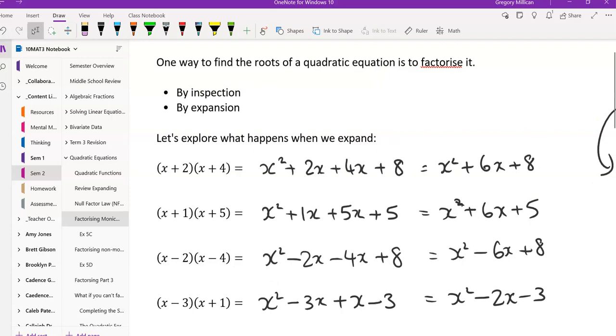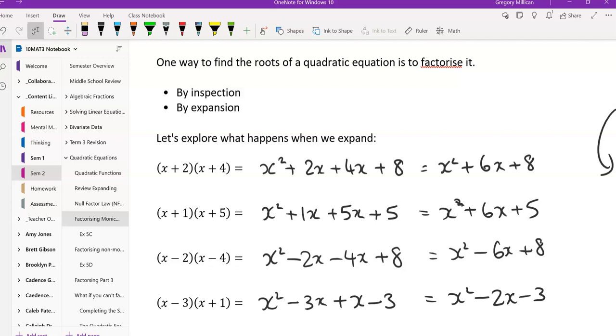Now, does that pattern hold in the rest of the examples? Have a look. So look at example number 2. The two numbers we've got in our factors are positive 1 and positive 5. What do they add to give? 6. What does 1 times 5 give? 5. Okay. Does it work there?